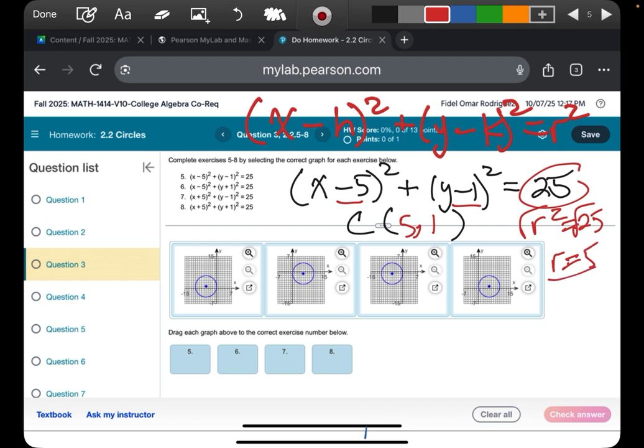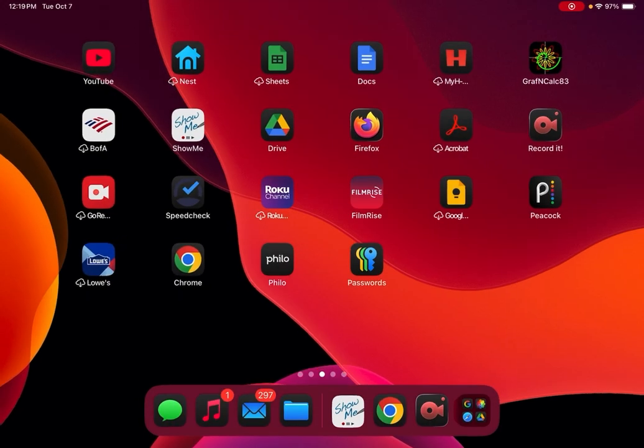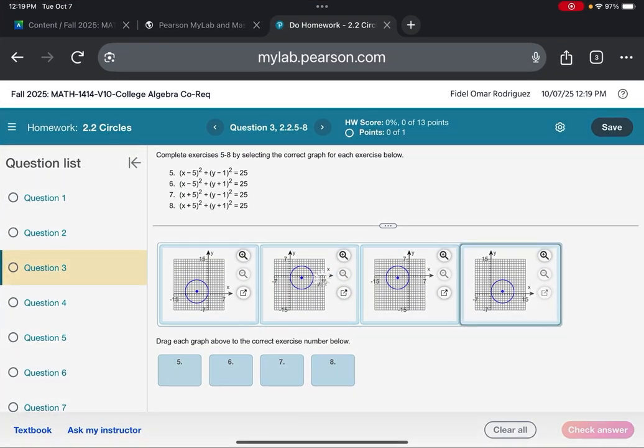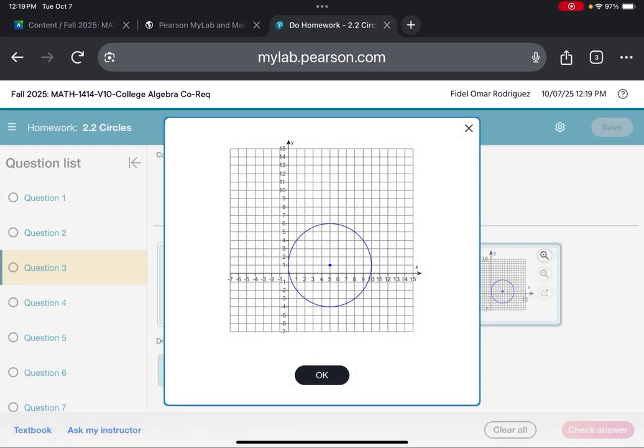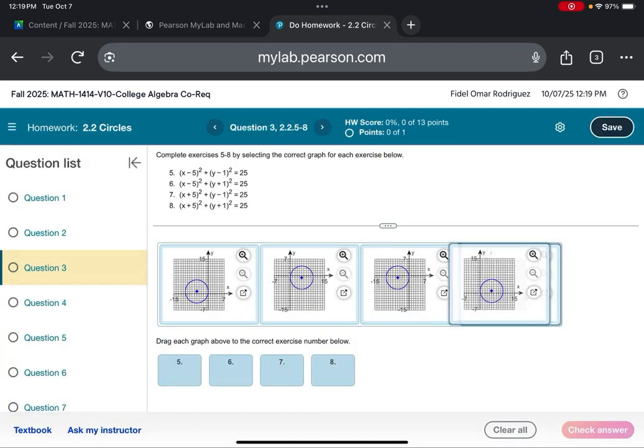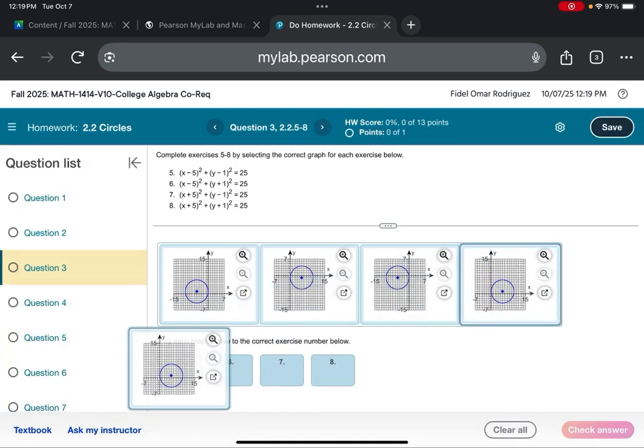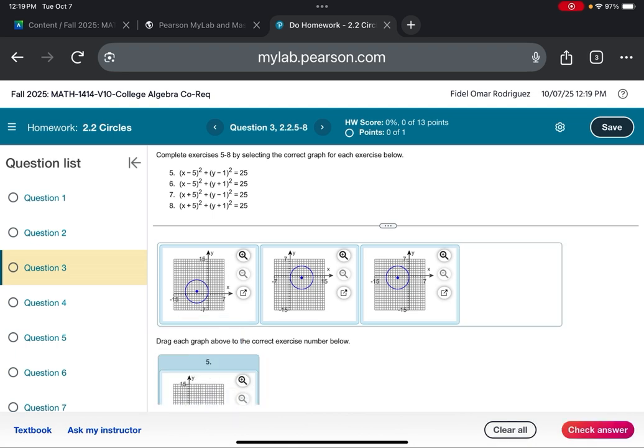So what I'm going to do is look for the circle that has a center of (5, 1) and a radius of 5. One thing I want you to notice, they're all going to have a radius of 5 because they're all 25, right? Okay, so let me come back here. I'm pretty sure this guy here has center (5, 1) right there. So this guy is going to go to number 5. The hardest part I have is getting it to stick. Okay, that worked out pretty well.